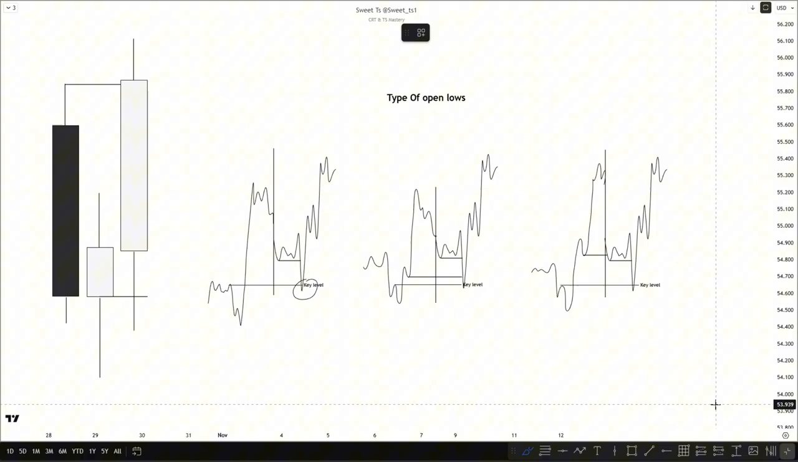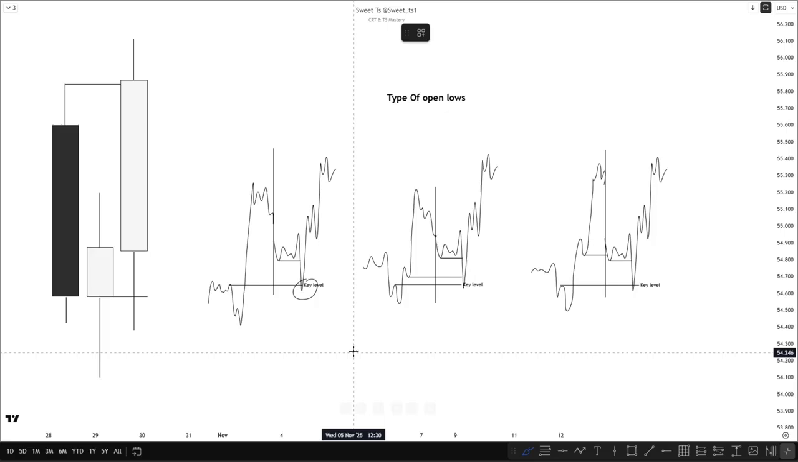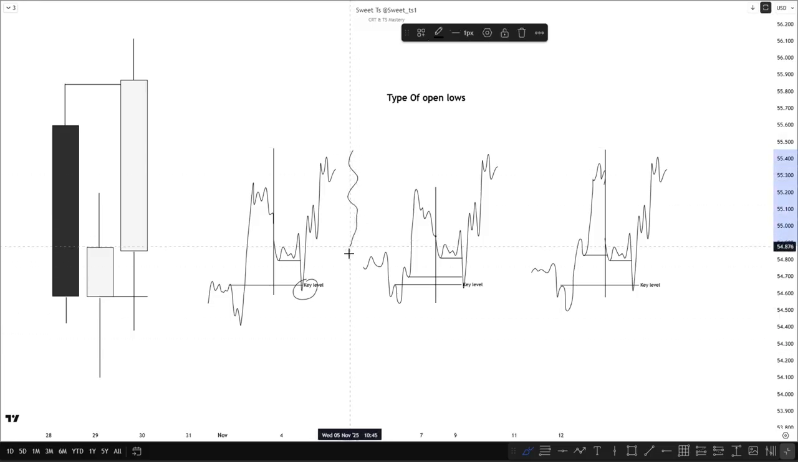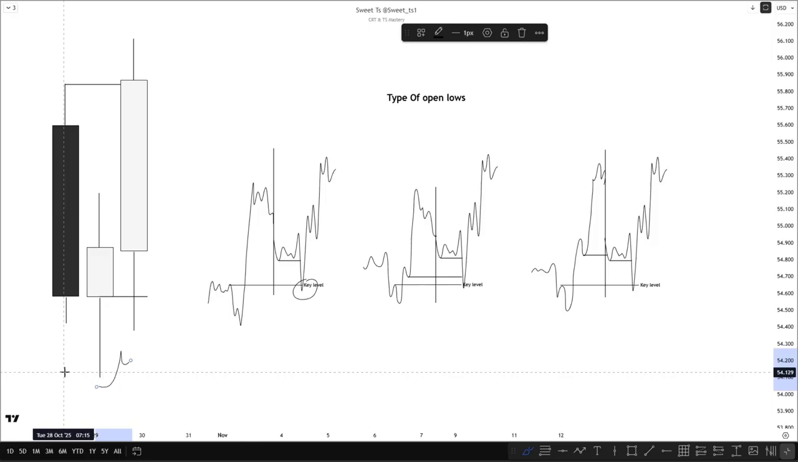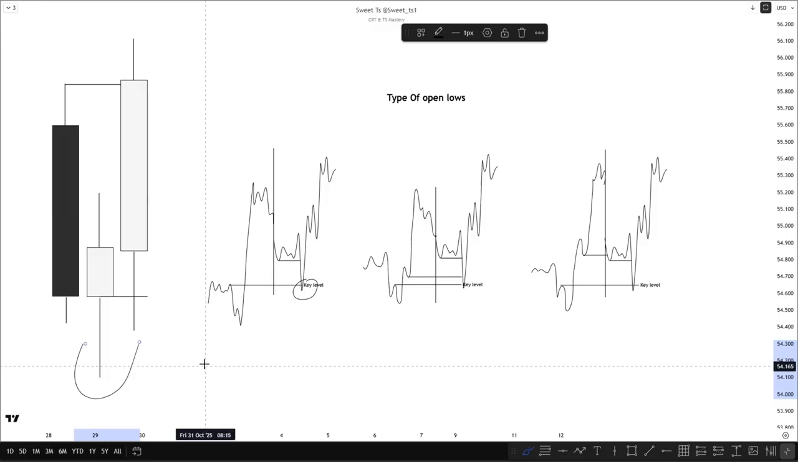So we start by talking about the types of an Opens law. There are multiple Opens law, which means multiple 3 candle models. They are not the same, right? Each one has some specific characteristics. Because if you see the higher time frame, the 3 candles look the same, but inside they are not the same.